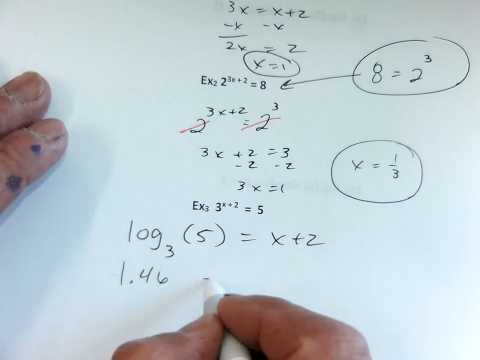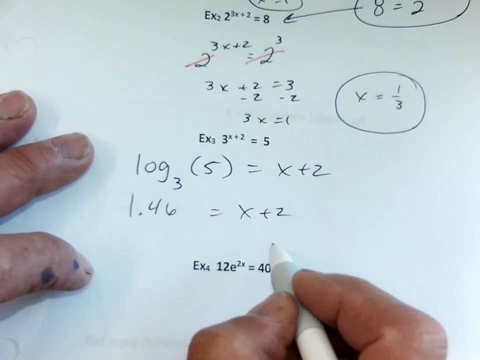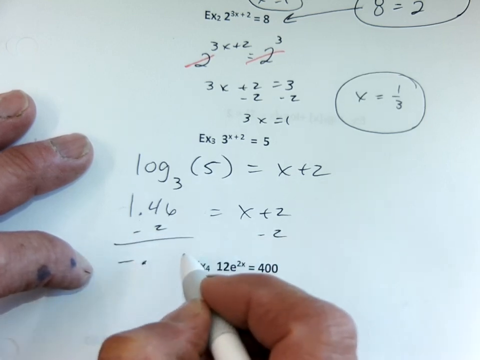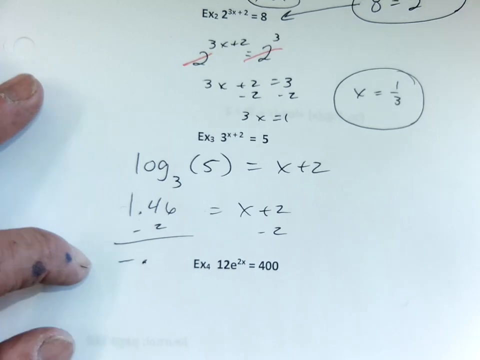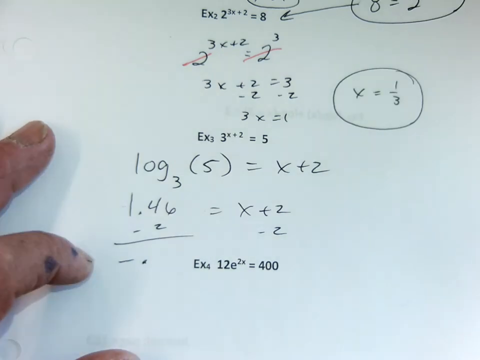Okay, and that equals x plus 2. And then I'm going to subtract. Go minus 2, and I should have a negative 0.54. 1.46 minus 2. Yeah, negative 0.54.